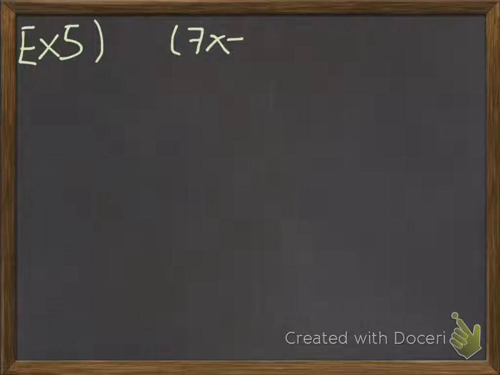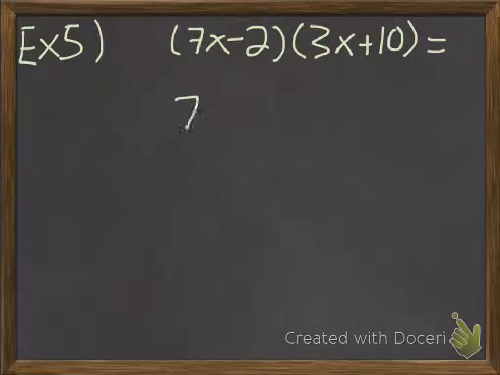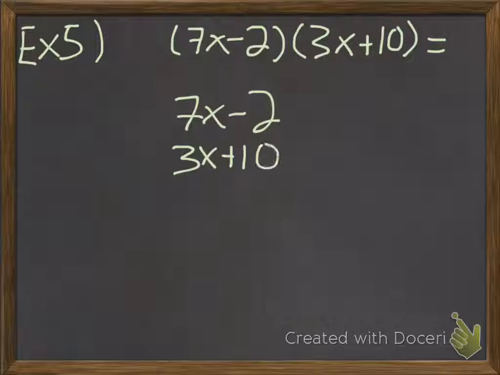Alright, one last one. This will be the hardest one, but it's doable. So put this at the top, second factor at the bottom. Negative 2 times 10 is negative 20. 7x times 10 is 70x.